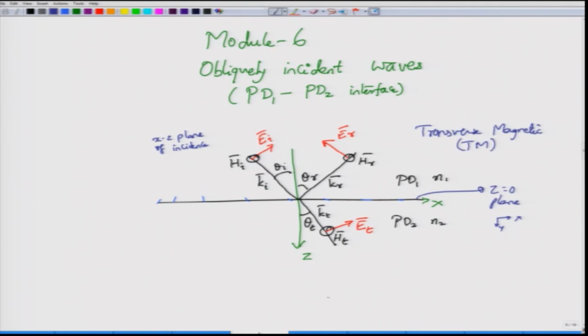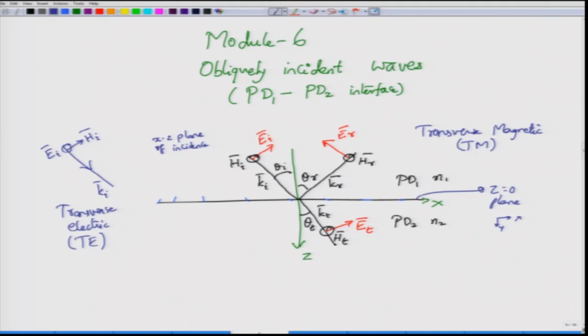This is of course not the only way in which we can orient our field vectors. We can also orient our field vectors in a way that, corresponding to the incident k vector, the magnetic field lies in the plane of incidence, whereas the electric field lies in the perpendicular plane. So, this is the case where we have transverse electric condition. For short we write this as TE waves.